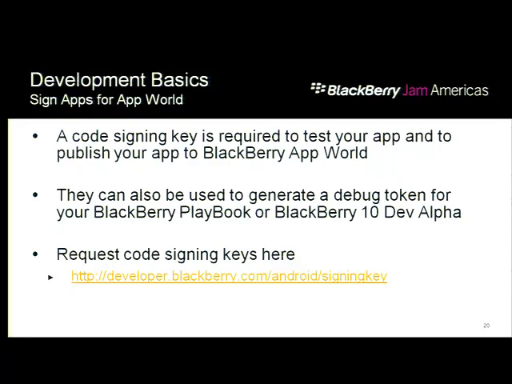If you're in progress of doing development, the debug tokens are the best way because then you don't have to keep on signing your application every time you want to test it on your device or simulator. And again, all the details for signing up for signing keys and some of the instructions around how to get that installed in your system are online on our developer.blackberry website under Android/signing key.